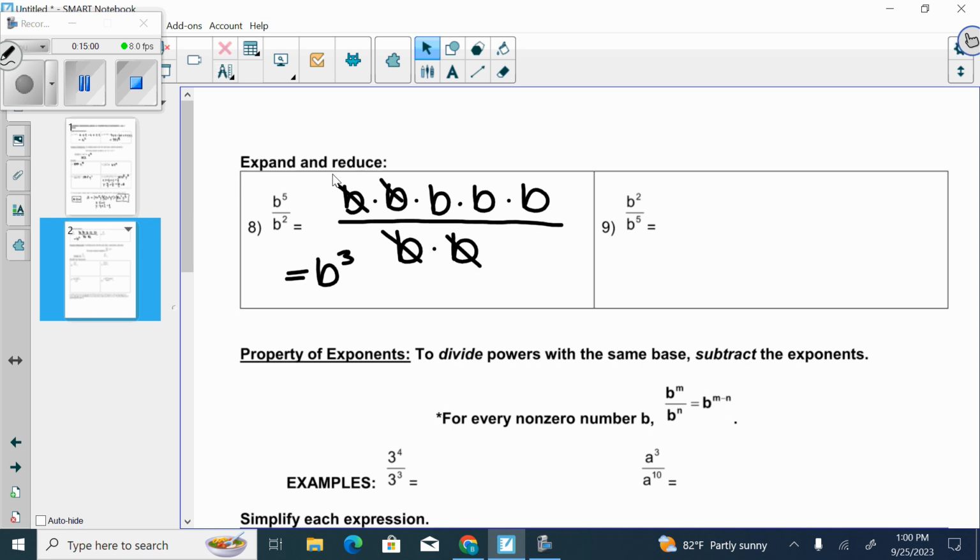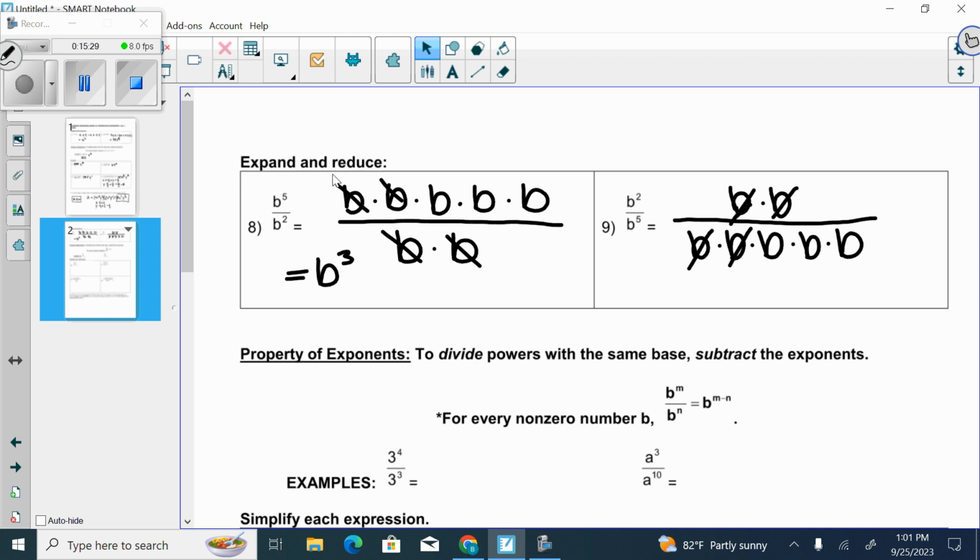On number 9, what am I going to have at the top of my fraction when I expand it out? B times B. In the denominator, what am I going to have? Not B times 5. B times itself 5 times. B times B times B times B times B. Yeah, you cancel out. So we can cancel out one of these B's with one of these, and one of these with one of these.